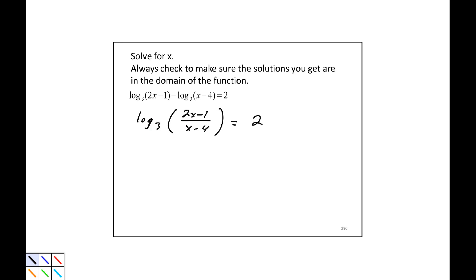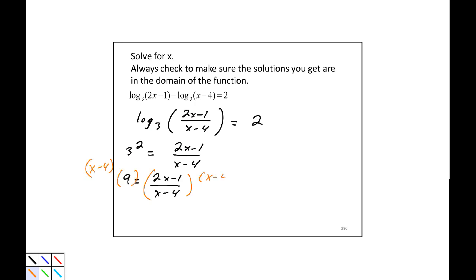Now I'm going to write this in exponential form as 3 to the second power equals 2x minus 1 with a denominator of x minus 4. Now rewriting that as 9 equals the numerator 2x minus 1, denominator x minus 4. We can treat this like a rational equation. So we can multiply both sides of our equation by x minus 4 to clear the fractions, clear our denominators.